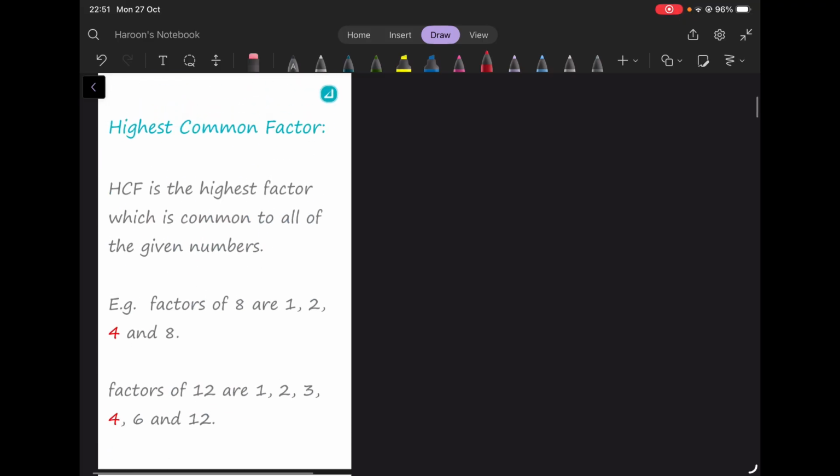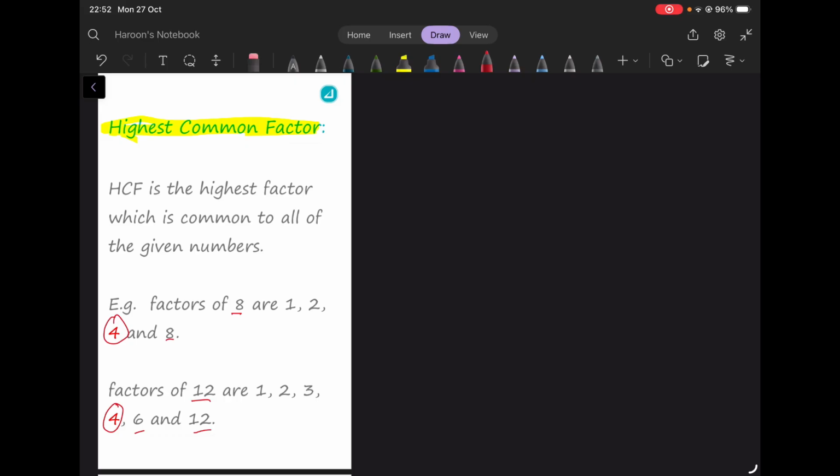Now HCF, the highest common factor. Now one method is to find the factors. So for example, factors of 8 are written over here, 1, 2, 4 and 8. And factors of 12 are written over here, 1, 2, 3, 4, 6, 12. And then we just look for the highest factor because this specifically states that highest common factor, right? So that means the factor which is the biggest number. So over here you can see the biggest number which is common in both would be 4, because 8 is not in these two, 12 as well, 6 as well. They have to be present in both. So the HCF of 8 and 12 would be 4.